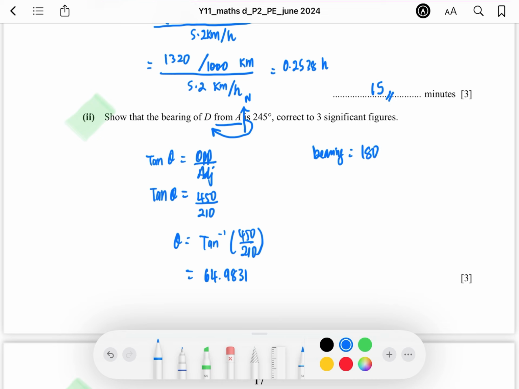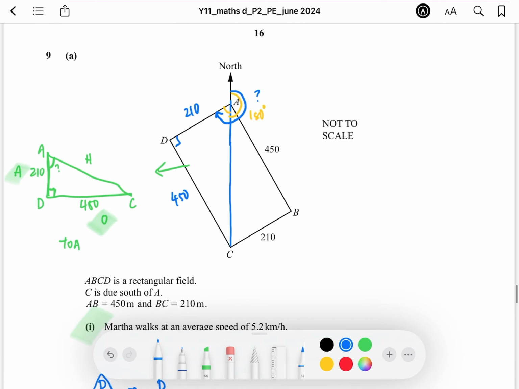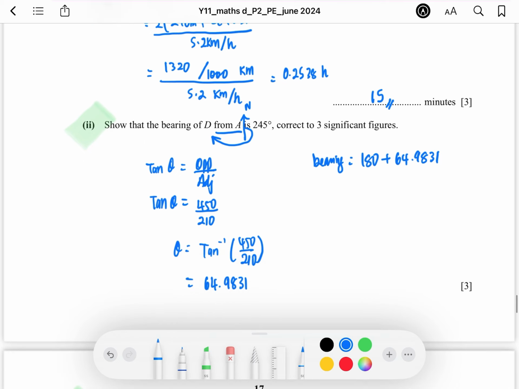would be the 180, the straight line, plus 64.9831. Okay, look at the diagram. So we found the yellow bit here, 64. You add it with 180. And you get 244.9831, but it says correct to three significant figures, equals 245. Sure.